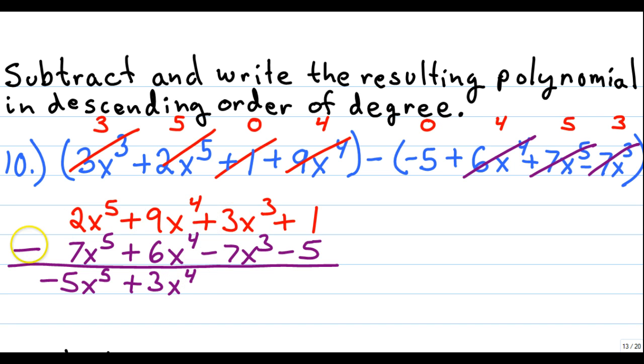Then we have a 3 minus a negative 7. If we put this minus and the negative together, it makes a plus. So this is 3 plus 7 to create a positive 10x to the third degree. Lastly, we have 1 minus a negative 5. Again, a minus and a negative are going to make a positive. So we have a 1 plus a 5 to create a positive 6.